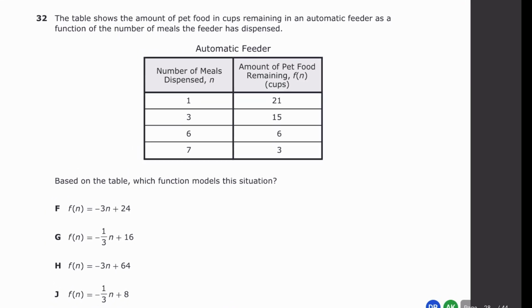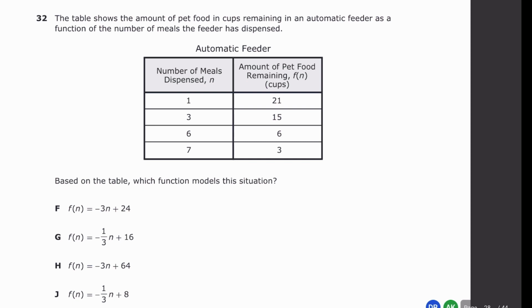32nd, the table shows the amount of pet food in cups remaining in an automatic feeder as a function of the number of meals the feeder has dispensed. So you are given the number of meals dispensed n, taking values 1, 3, 6, 7, and the amount of pet food remaining f(n) in cups, 21, 15, 6 and 3. Based on the table, which function models this situation?